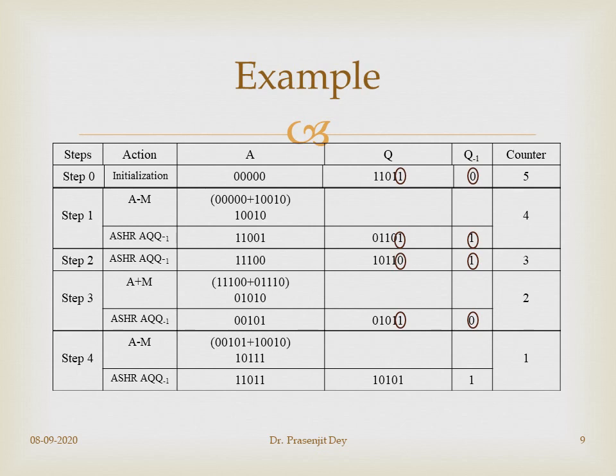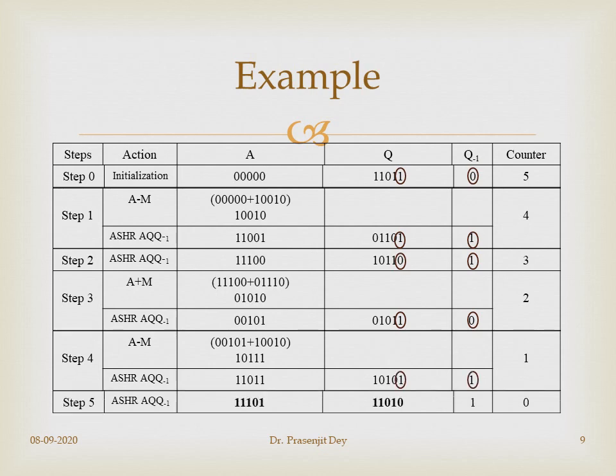Now after the fourth step, if we look at the previous LSB and the LSB, the values are 1 1. As it is 1 1, we do not perform any arithmetic operation. We basically do a 1 bit arithmetic right shift of the A, Q and Q minus 1 registers, which gives us the value 1110111010 1. And we decrement the counter again.